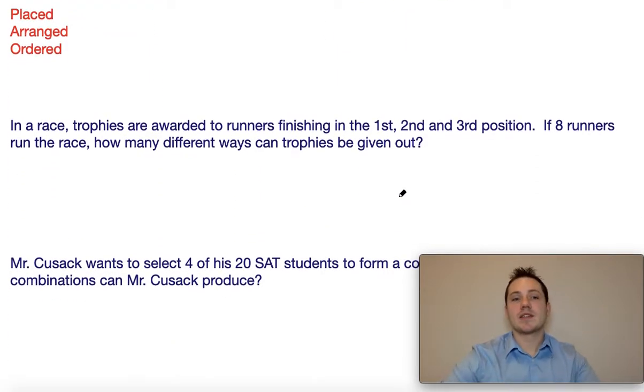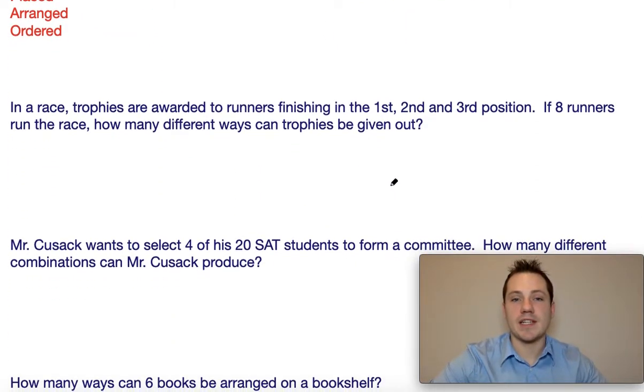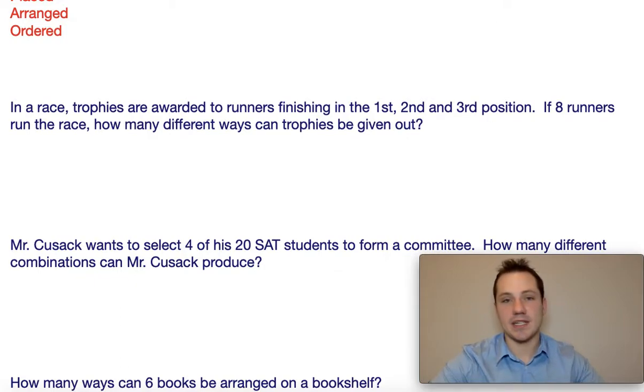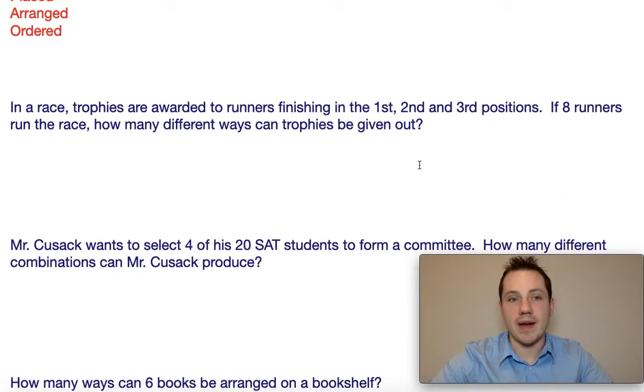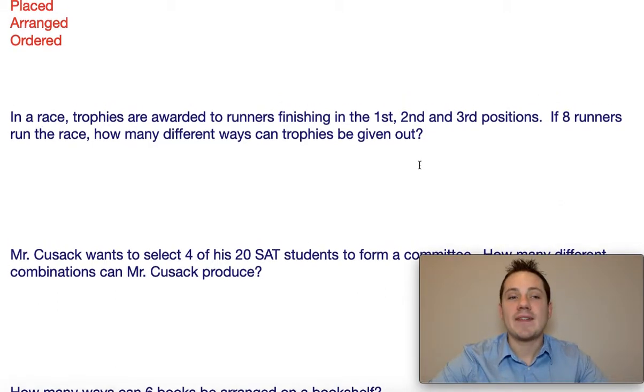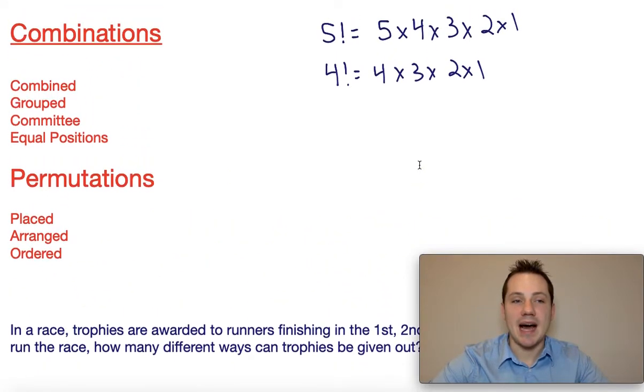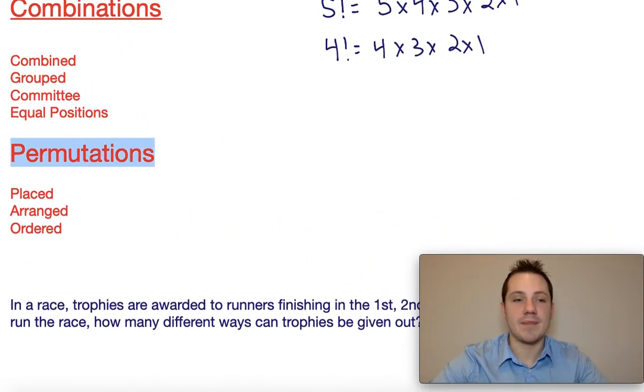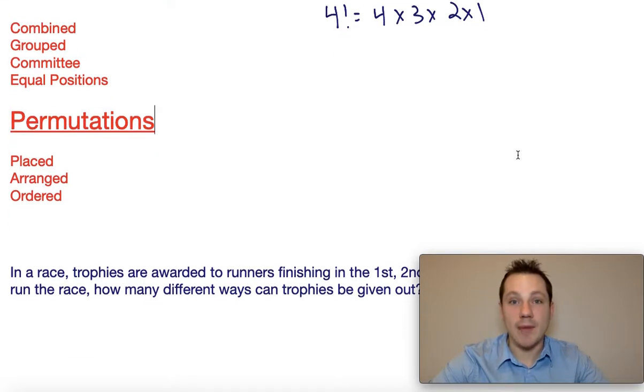So in a race, trophies are awarded to runners finishing in the first, second, and third positions. If 8 runners run the race, how many different ways can trophies be given out? So we first have to ask ourselves, is this a combination or a permutation? And we answer that question by asking ourselves, does order matter?